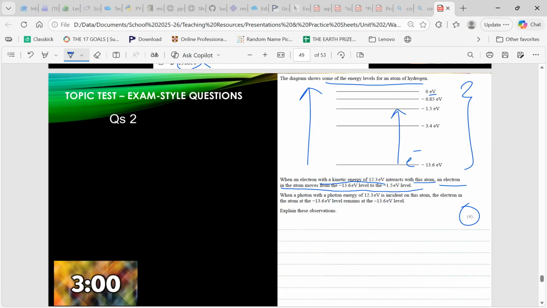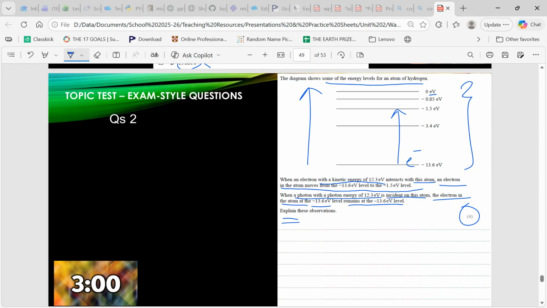When a photon with a photon energy of 12.3 eV. So now we have a photon, which is a packet of energy, and it also contains the same energy as the kinetic energy of the electron in the previous part, right? In the previous statement. When a photon with a photon energy of 12.3 eV is incident on this atom, the electron in the atom at minus 13.6 electron volts, same electron, same energy level, the ground state, remains in the minus 13.6 electron volt level.